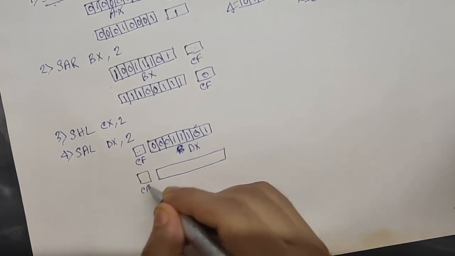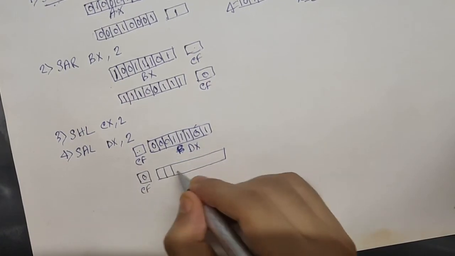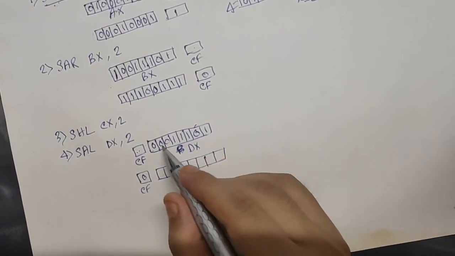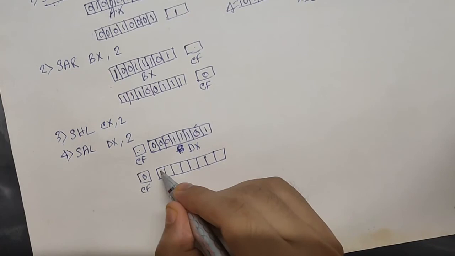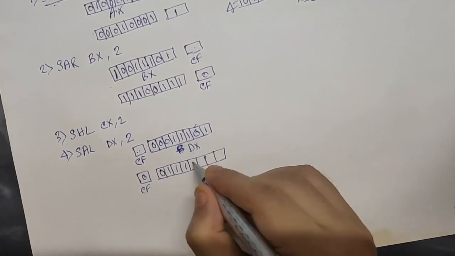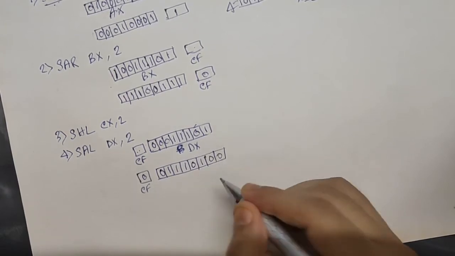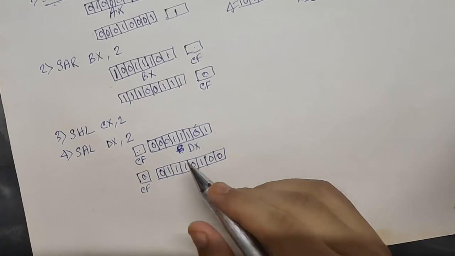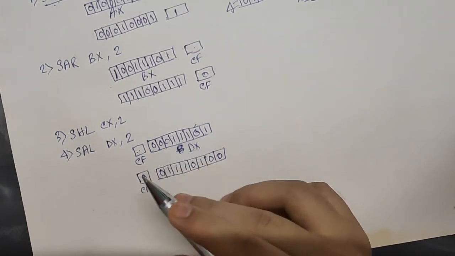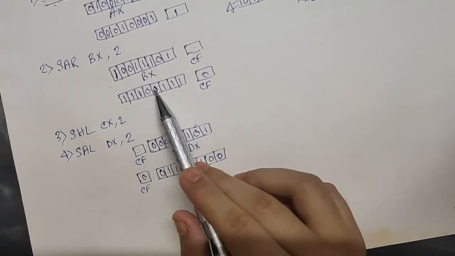this CF, and this 0 will come here, 1 2 3 4 5 6 7 8. So this 0 will come here, this 1 will come here, 1 will come here, 1 will come here, 0 will come here, 1 will come here, and these empty places we need to fill with 0, because in case of left shift, left arithmetic shift, or any type of left shift, we don't need to do anything like sign extension.